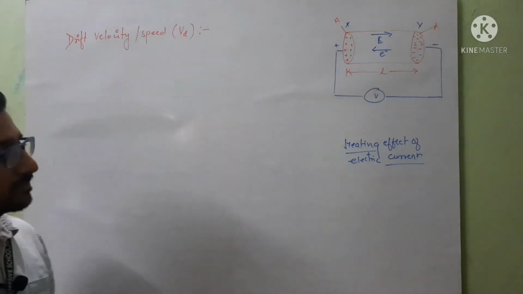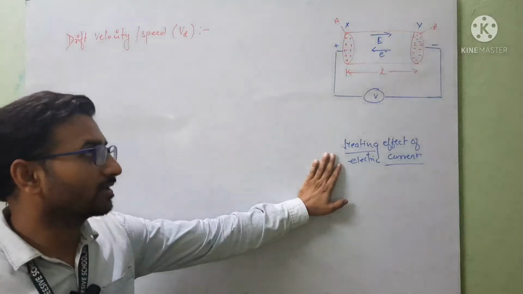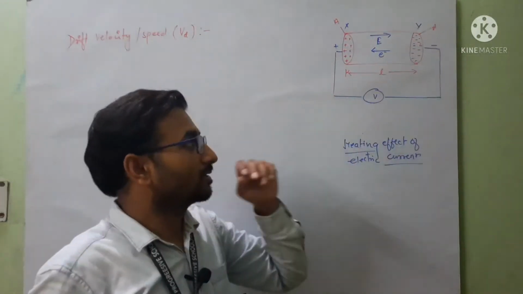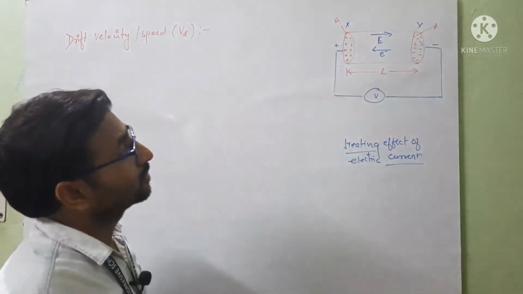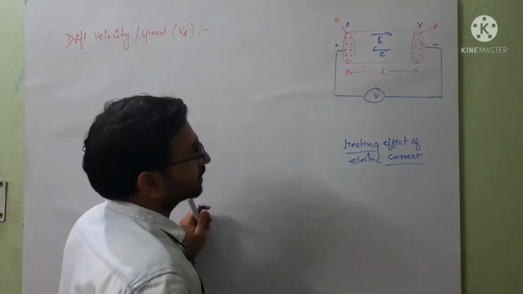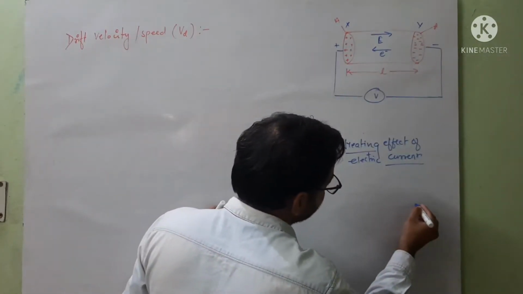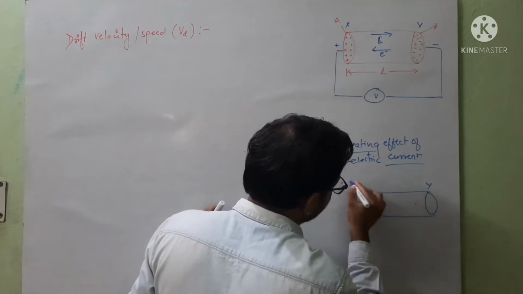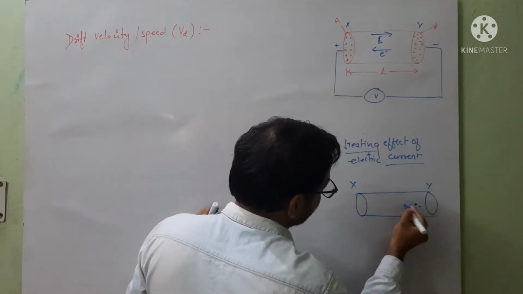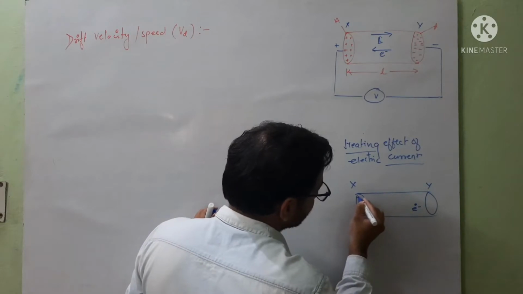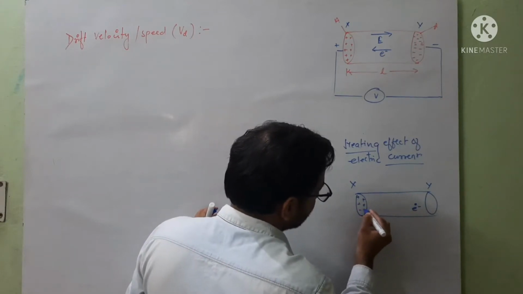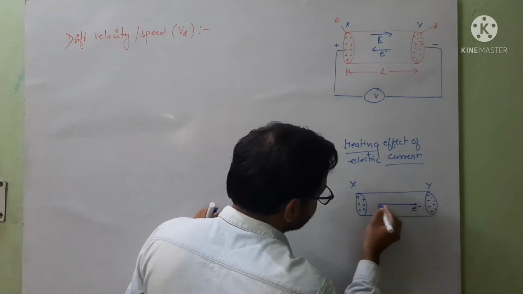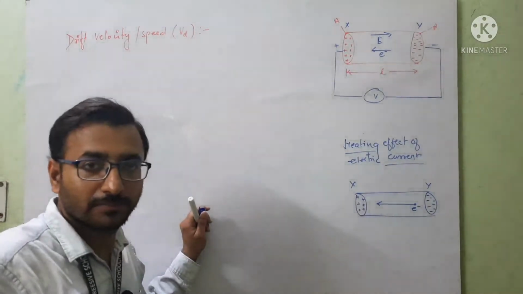So you have to understand first about the heating effect of electric current, how on applying the external electric field the electron will move from the Y terminal to the X terminal. Once again I am drawing the diagram. So this is our Y, this is our X. When the electron is moving from this side to this side, the electron will not move continuously from this negative plate to the positive plate, means it will not follow a straight path.